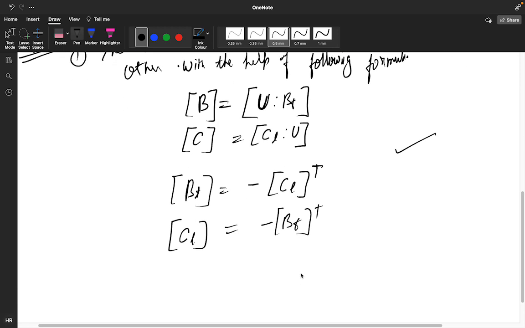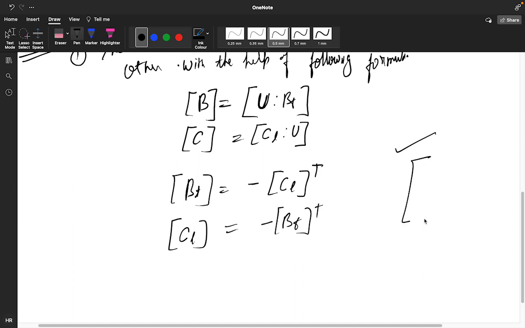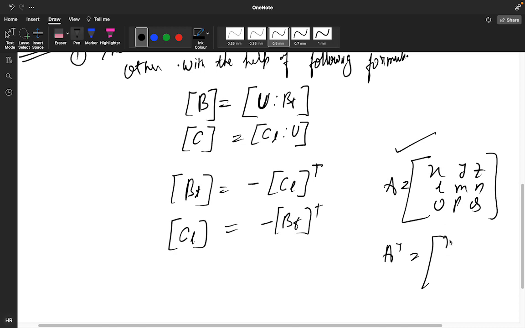I taught you, and we'll see it in maths. If we have a matrix with x y z, l m n, o p q, then A transpose will be: change the rows into columns and columns into rows, so x l o, y m p, and z n q. And you have to take the minus sign. So if you have B_T, you will get C_L, and if you have C_L, you will get B_T. Okay.